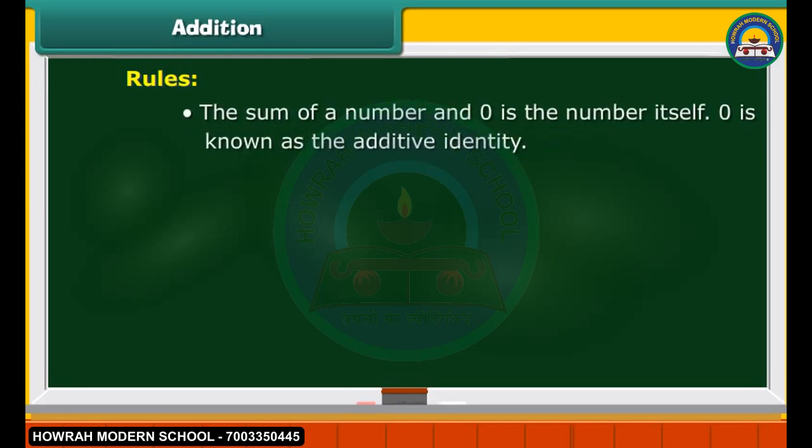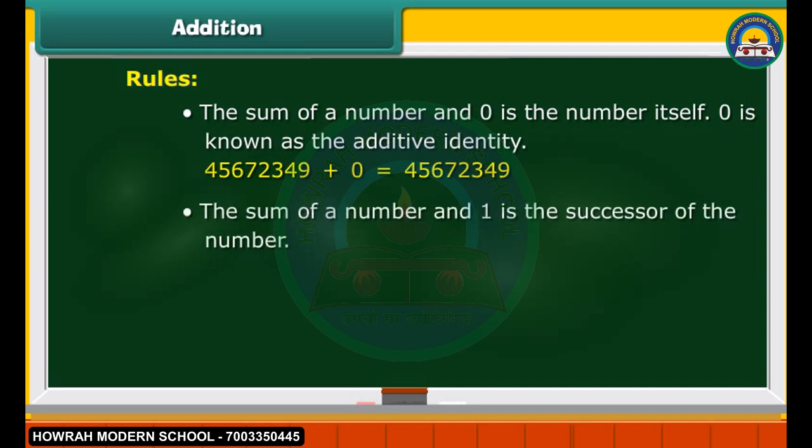The sum of a number and 0 is the number itself. 0 is known as the additive identity. 4, 5, 6, 7, 2, 3, 4, 9 plus 0 is equal to 4, 5, 6, 7, 2, 3, 4, 9. The sum of a number and 1 is the successor of the number.